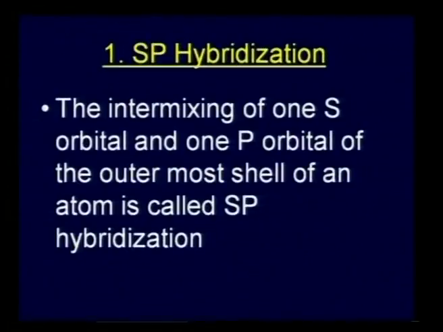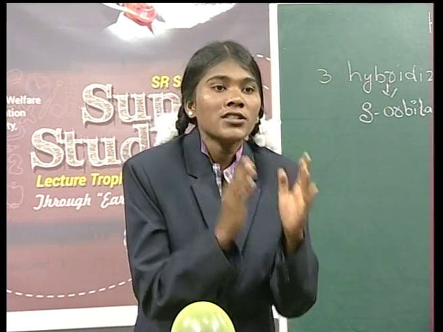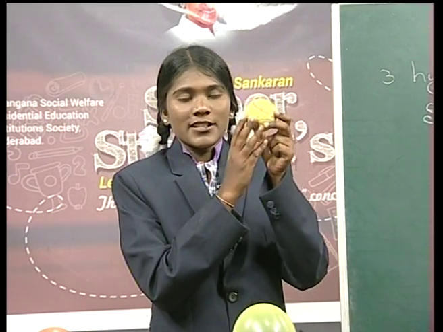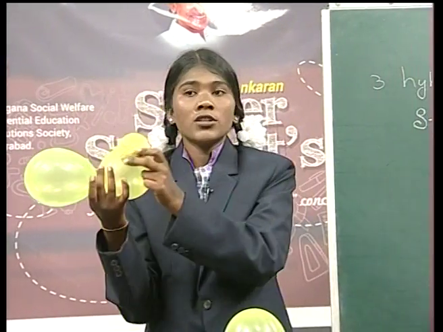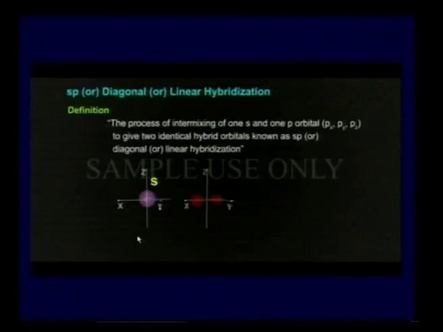The intermixing of one s orbital and one p orbital of the outermost shell of an atom is called sp hybridization. Are you getting my point? The intermixing of one s orbital and p orbital of an outermost shell of an atom is called sp hybridization. In this process we get 2 hybrid orbitals.